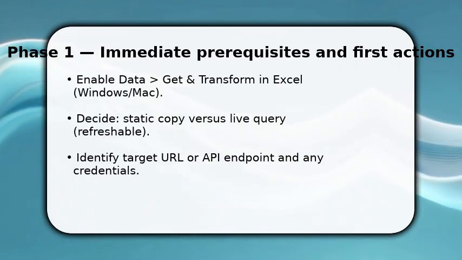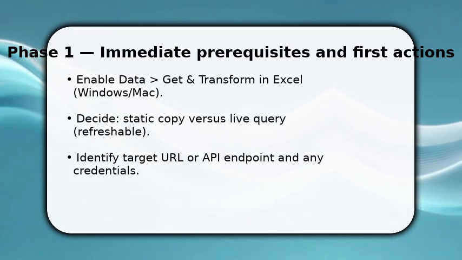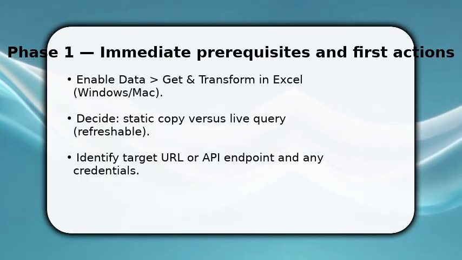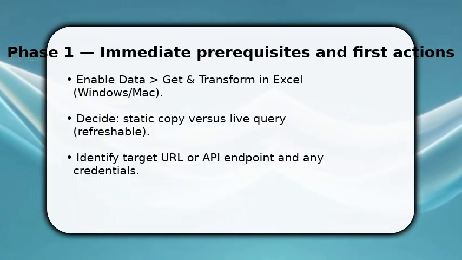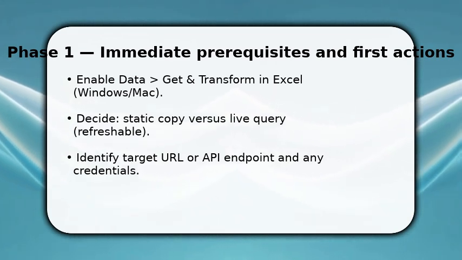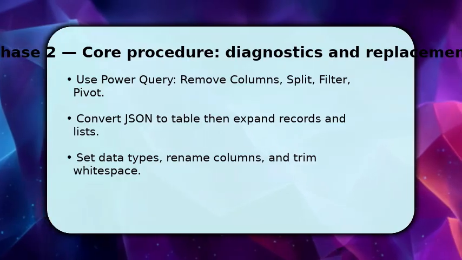Make sure you know whether you need authentication, basic, token, or API key before continuing, because credentials change how you connect. Once done, preview results in the Navigator pane to confirm you can see the table or object you want to import. Now you transform raw rows into usable data.